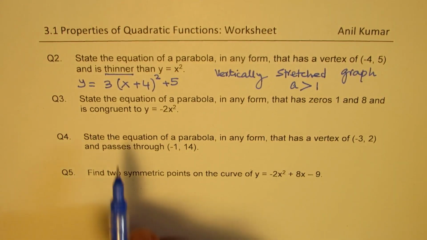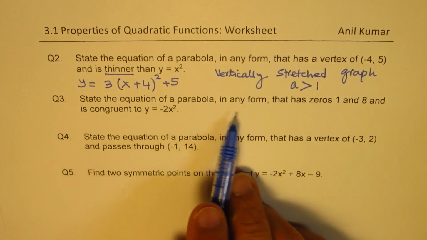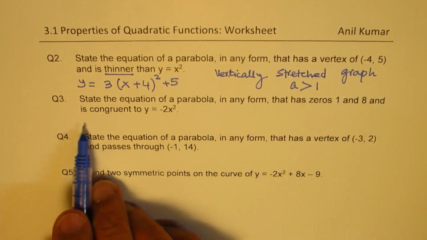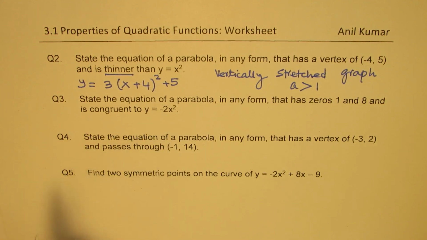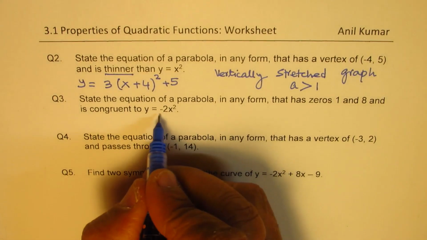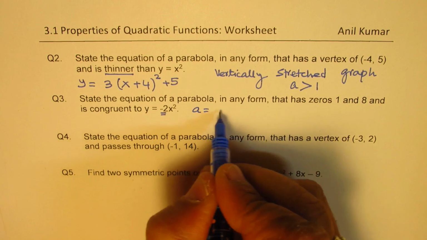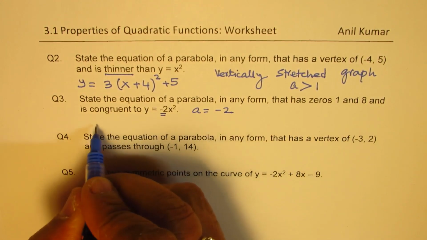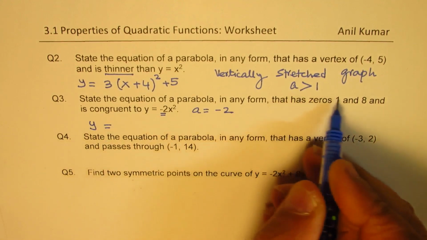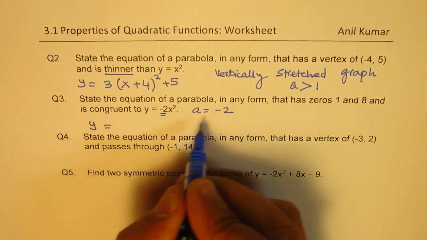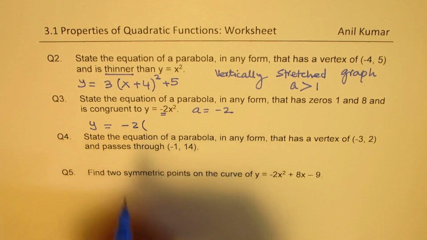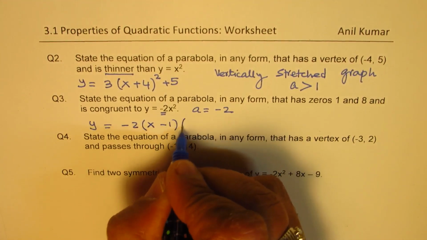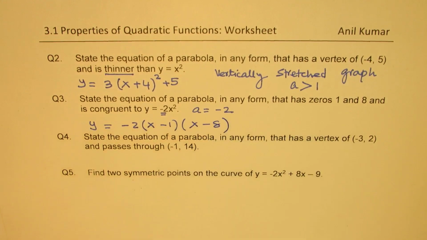Now question number 3 is, state the equation of a parabola in any form that has zeros 1 and 8 and is congruent to minus 2x squared. So congruent to this means the value of a should be minus 2. We are given the zeros, so the best form is the intercept form, right? So a is minus 2 and the intercepts at 1 and 8. So we have x minus 1 times x minus 8.